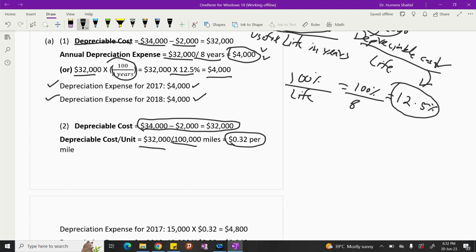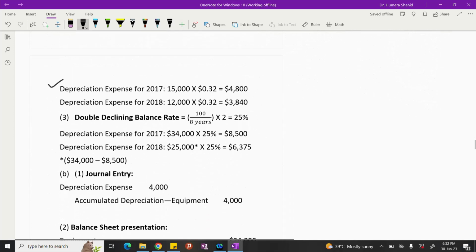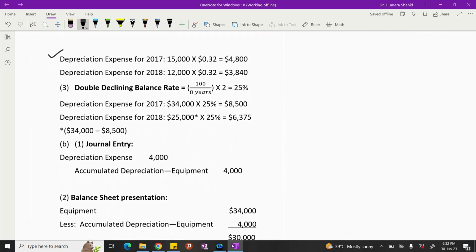So let's calculate for 2017 and 2018. In 2017, the truck drove 15,000 miles, so at 0.32, 4,800 is the depreciation expense for 2017. And in 2018, it drove 12,000 miles, 0.32 per mile. So total depreciation expense for 2018 is 3,840.